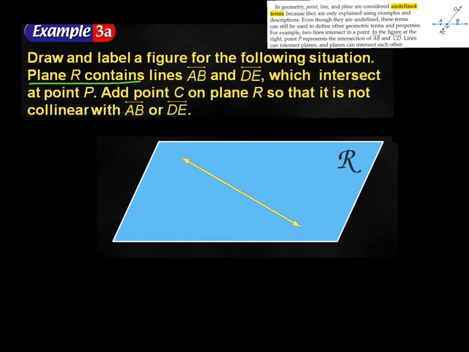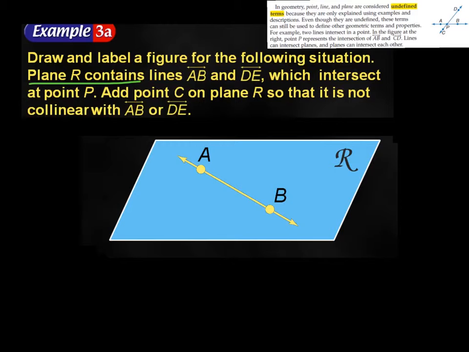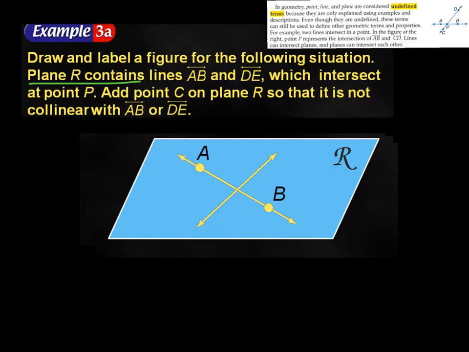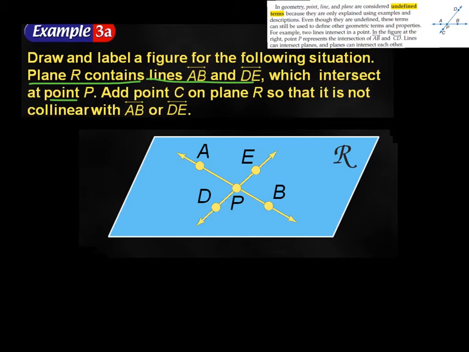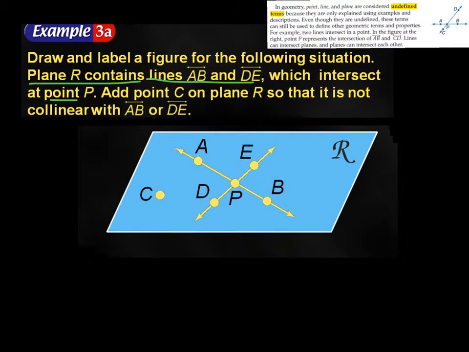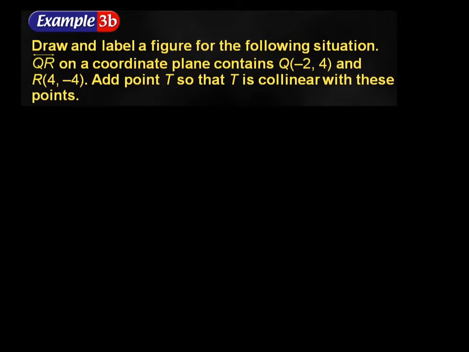Then we need to draw intersecting lines. We're going to label the first line AB, and the word intersect means to cross, so the second line needs to cross line AB, and the second line was supposed to be labeled DE, and then they intersect at point P. So we can label the point of intersection P. Next it says to add point C on plane R so it is not collinear with either line. So just as long as it's not going to be on either line, C could be anywhere on plane R. So this gives us a little practice in following simple directions.